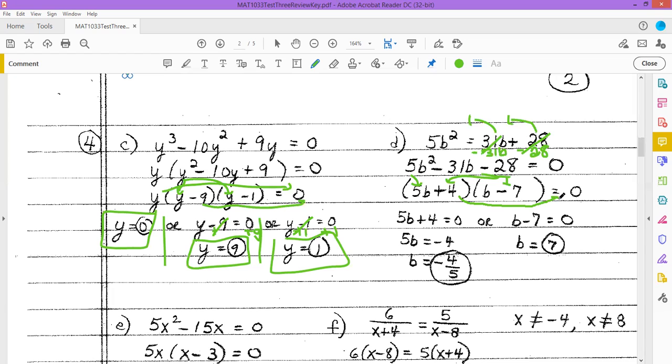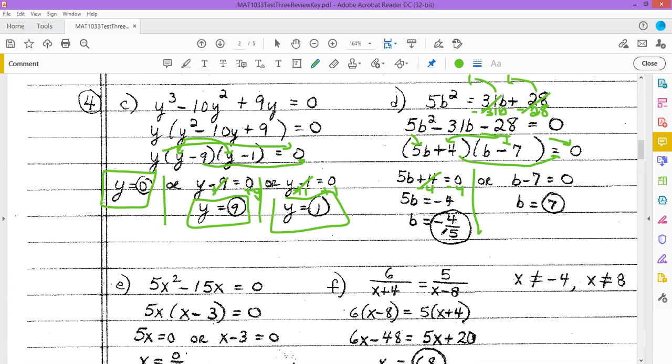Now we'll set each of these factors equal to 0 and solve. So 5b plus 4 equals 0, or b minus 7 equals 0. Now for this equation, on the left side, we're going to subtract 4 from both sides of the equation. We'll get 5b equals negative 4. And then we're going to divide both sides by 5. The 5's will cancel. We'll get b equals negative 4/5, or when we solve this equation on the right, we're going to add 7 to both sides, and we'll get b equals 7. So b equals negative 4/5 or 7.